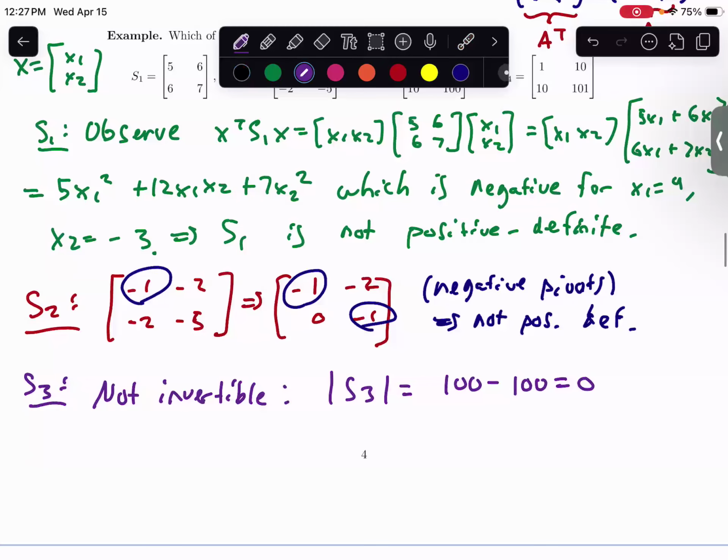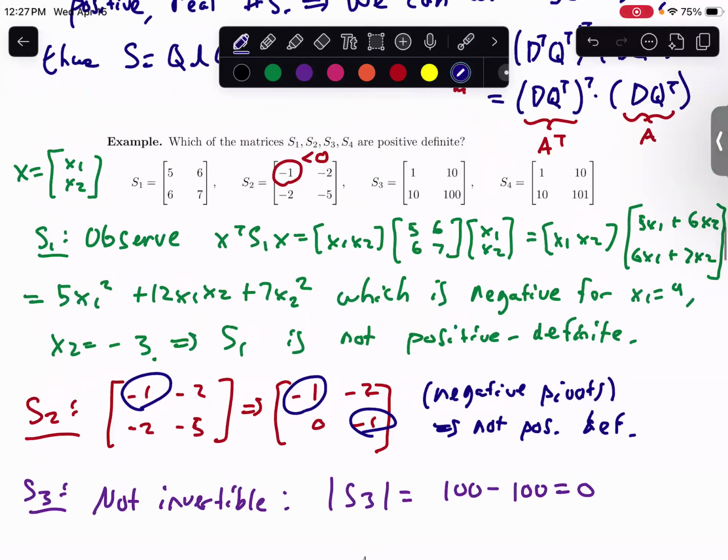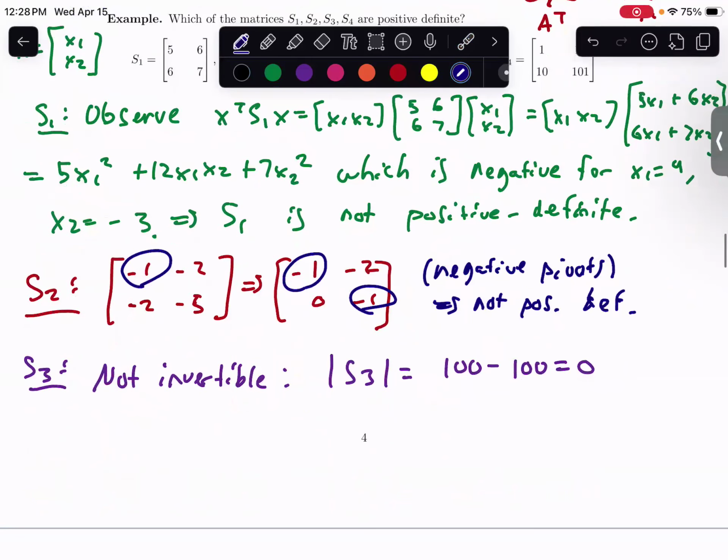Okay, and then the last one, which I guess could be positive definite or not. I was looking at the wording, which says, which of the matrices are positive definite? The answer could be none of them, actually. So let's see what happens. What about S4? Any ideas on S4? Is it positive definite or not?